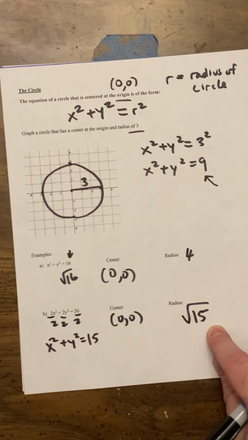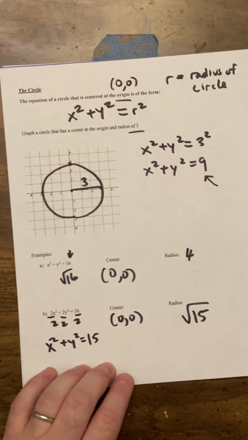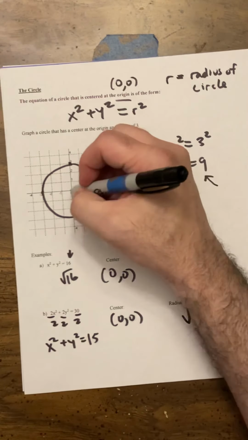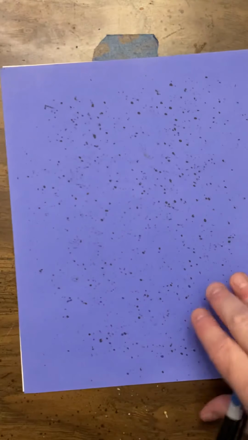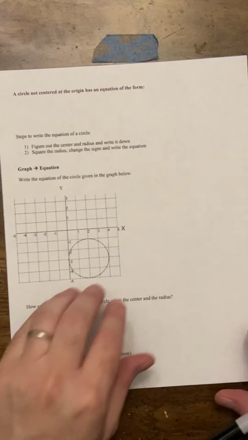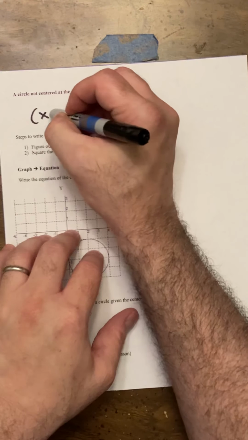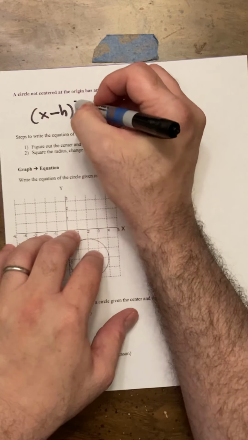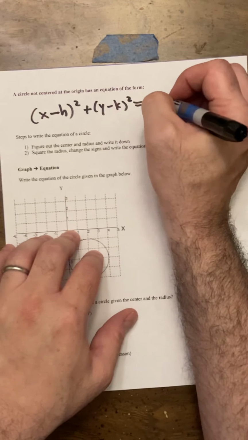Okay? Now, the next thing is, what happens when we have a circle with a center that's not at the origin? We haven't seen that yet. Well, let's take a look at what happens. For a circle that's not centered at the origin, this is what the equation is going to look like: x minus something squared plus y minus something squared equals r squared.